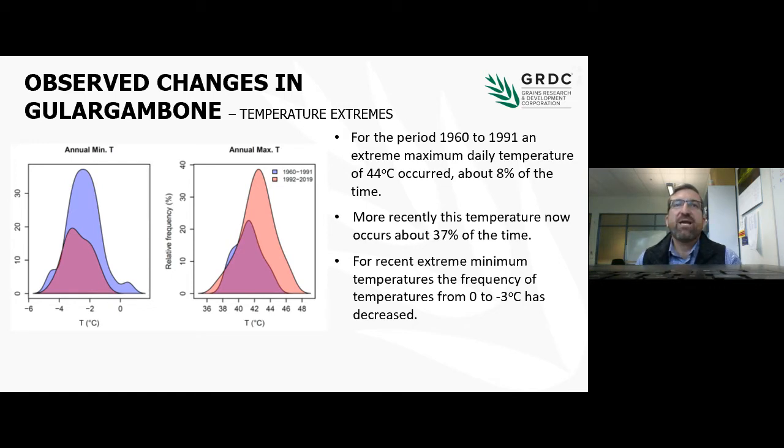For instance, if we look at minus 2 degrees Celsius, that was occurring about 34% of the time during 1960 to 1991. In the most recent record, that's now only occurring probably about 13% of the time. So some considerable shifts in temperature extremes in this region.